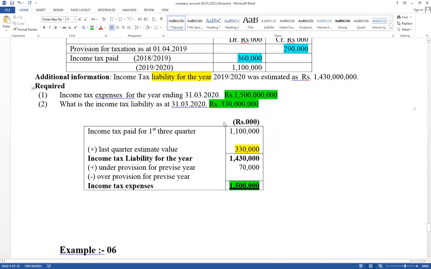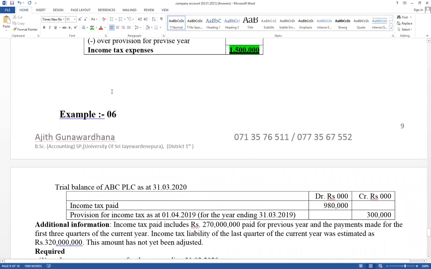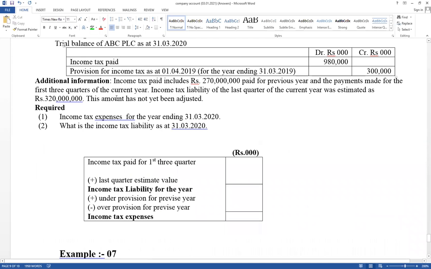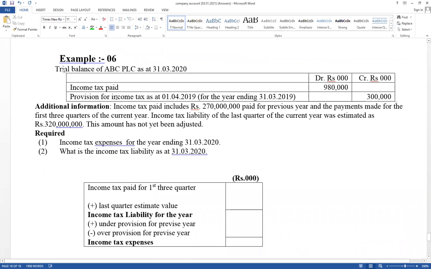Now think about question number 6. Read carefully. Think what would be the answer. Try to answer. Hadan try කරන්න එකත්.